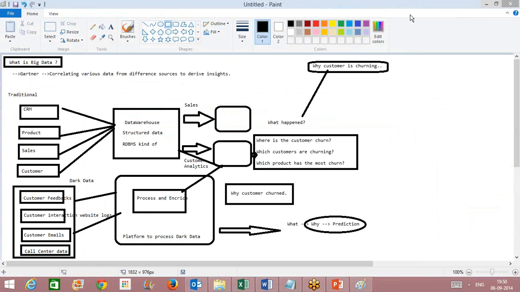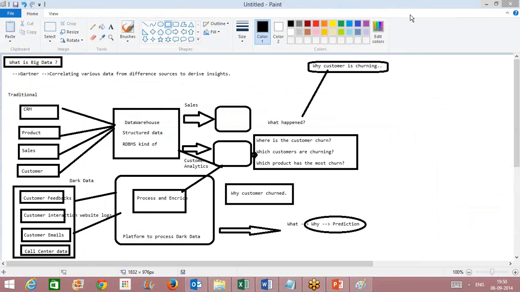But our requirement is to find out why the customer churned. For that, we said that you can tap into the lot of additional data which is within the enterprise. Nobody is looking at it, which are customer feedbacks, interaction logs, emails and call center. So the idea is if you could tap into this data, bring it to a platform which can process this large unstructured data, which happens to be a big data platform.